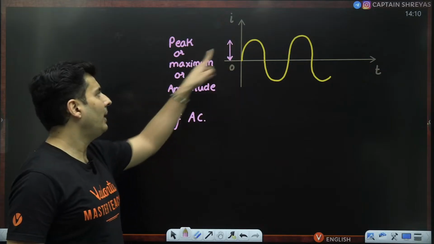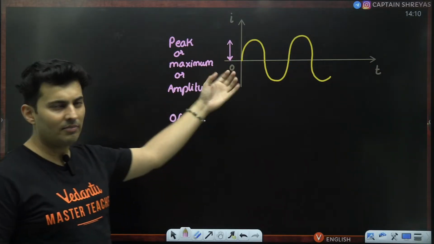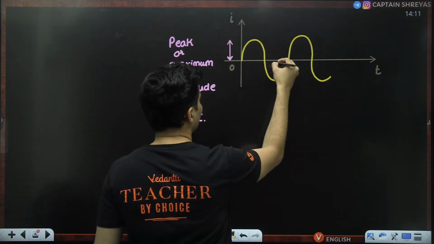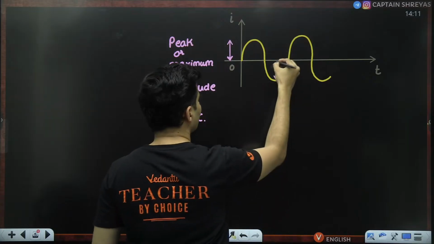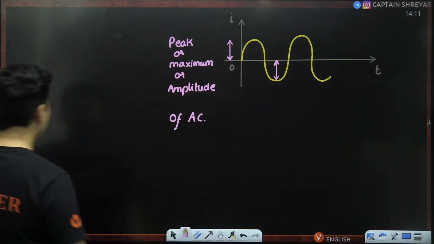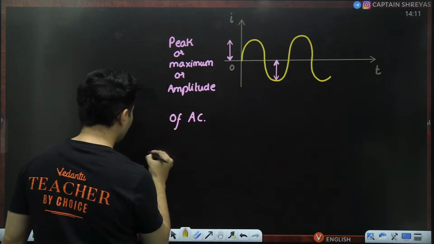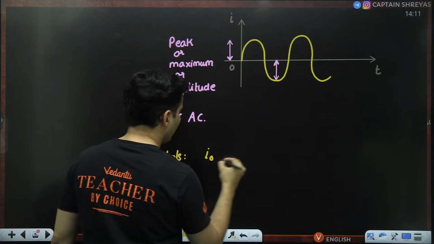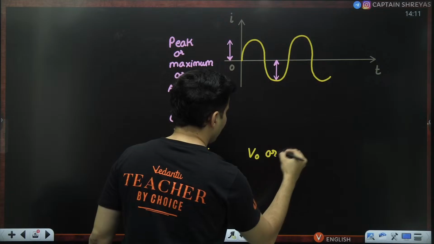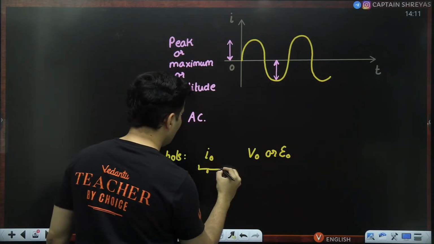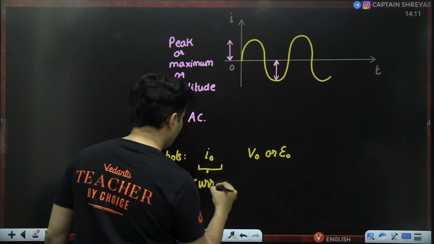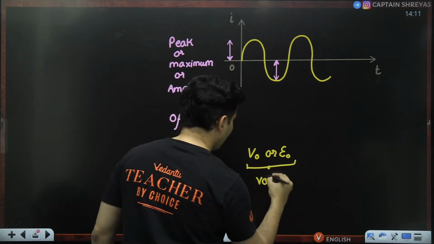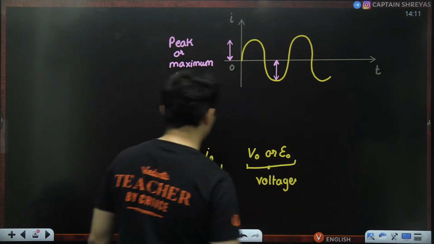Either the peak current, maximum current, amplitude, all of them mean the similar thing. Either you can take this or even this. Even this could be the same thing. There is no difference at all. This will also be like the amplitude. Usually the symbols that are used are I naught, or let's say V naught, or even E naught. This generally you use for current, and this generally you use for voltages.